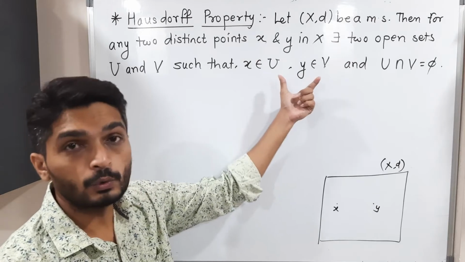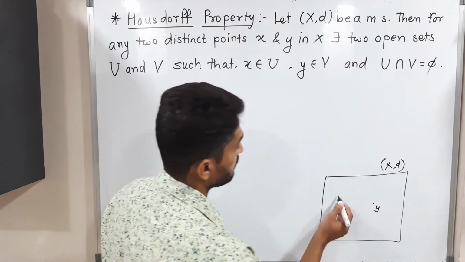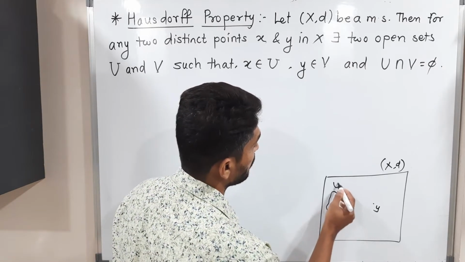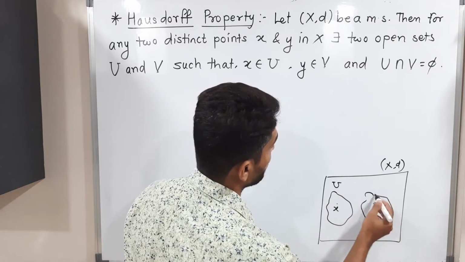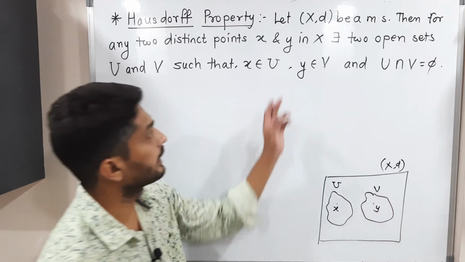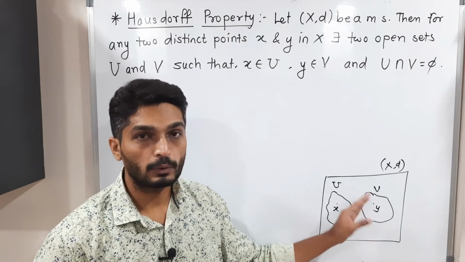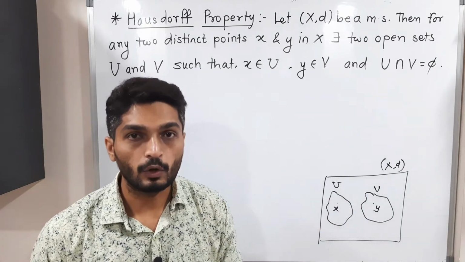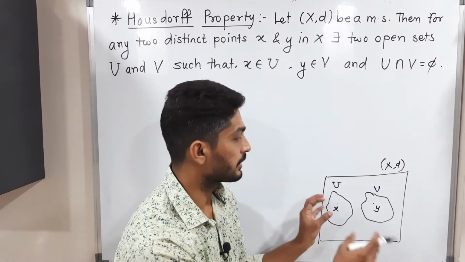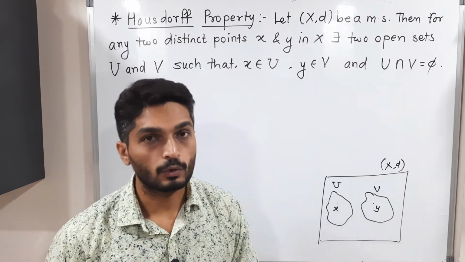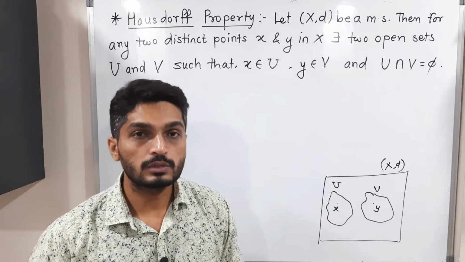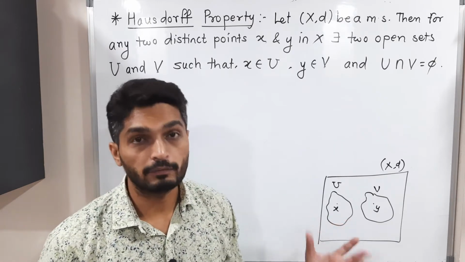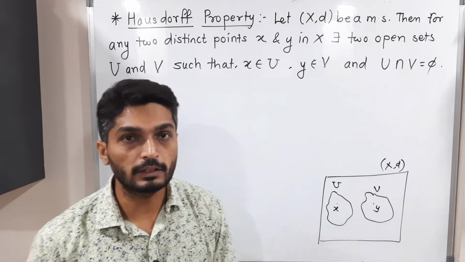to have two open sets U and V. That means there is one open set U and another open set V, such that X belongs to U, Y belongs to V, and the intersection of these two sets should be empty. That means nothing is common between them. So this thing we have to prove. We have to find U and V, but before that I will write the given information.